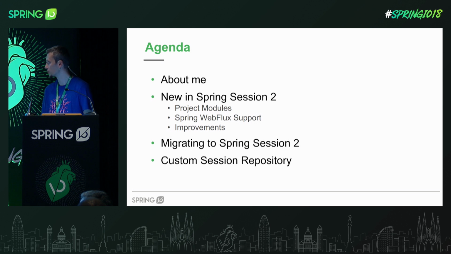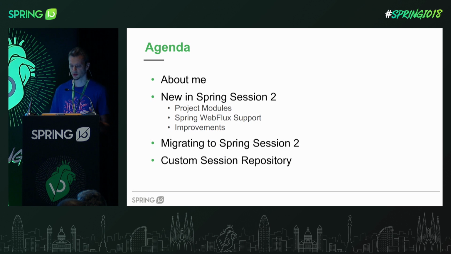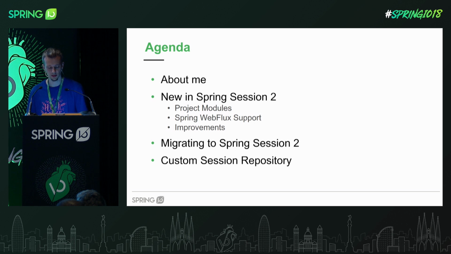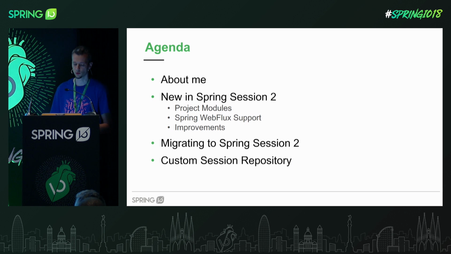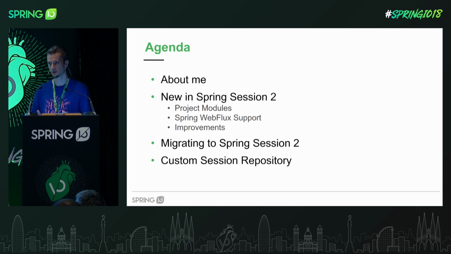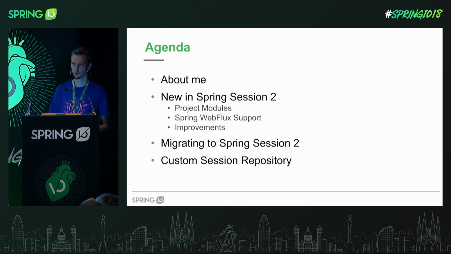Okay, here's the agenda of today's talk. In the beginning, I'm gonna briefly introduce myself. After that, we're gonna cover what's the new stuff in Spring Session 2. And basically, the new stuff in Spring Session 2 can be divided in three major topics. The first one is the changes to project structure, which reflects to project's modules. We've done quite a lot of changes with the new major release.